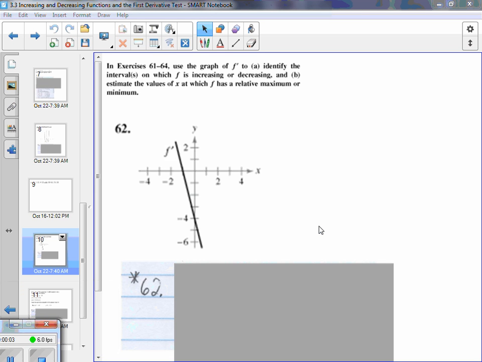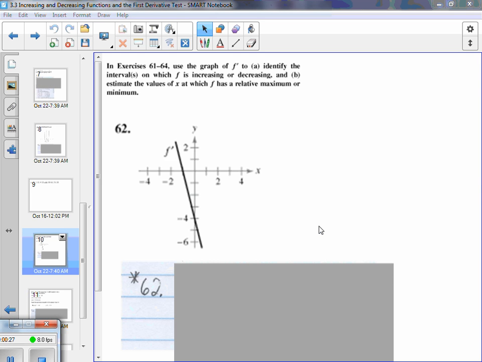All right. When the first derivative is positive, what does that tell you about the function? It's increasing. When the first derivative is negative, what does that tell you about the function? It's decreasing. When the first derivative equals 0, what does that tell you? It's a possible extreme value.